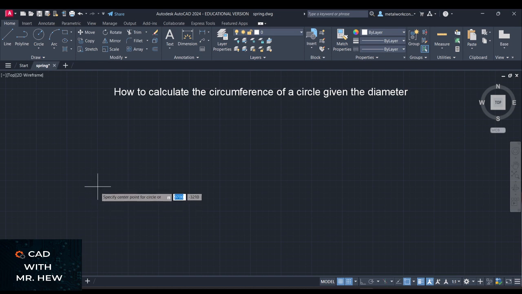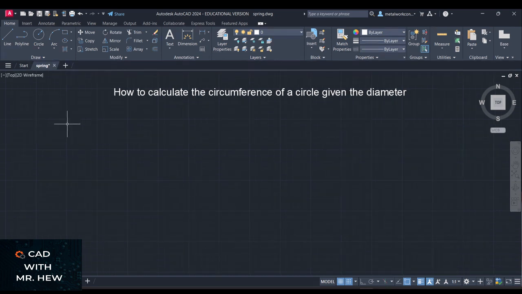So here's my center. All right, we're going to draw a circle. We're going to make the radius equal to 100 millimeters. Good. All right.